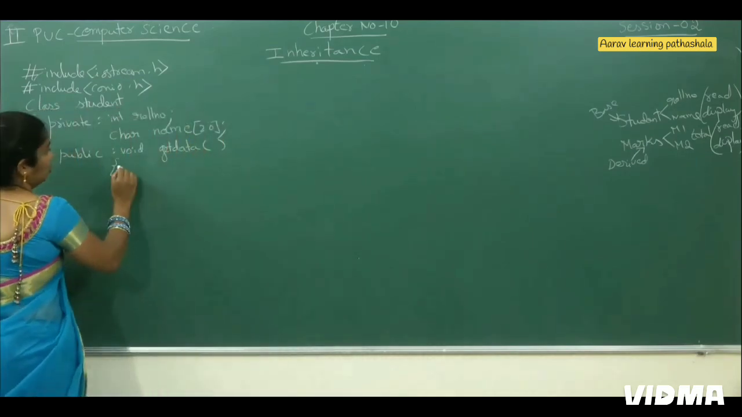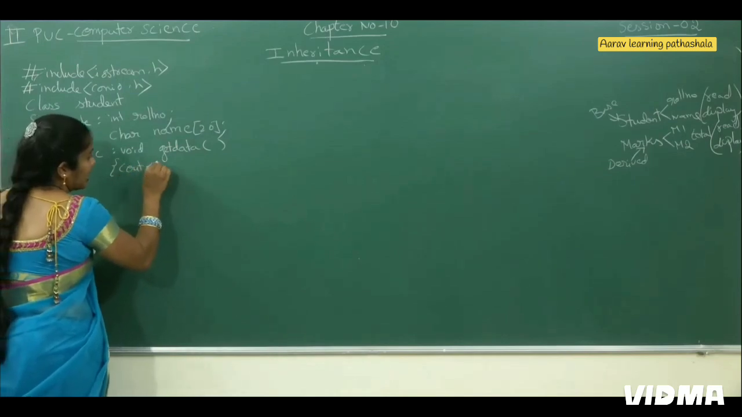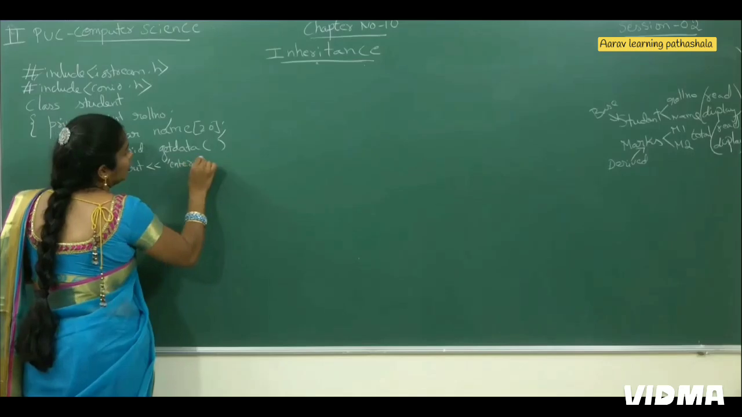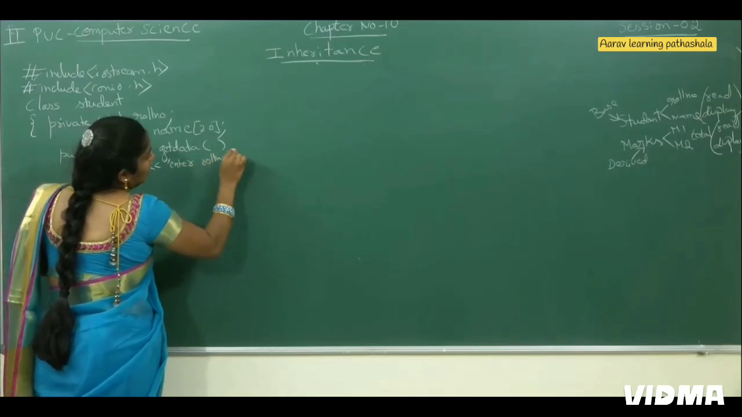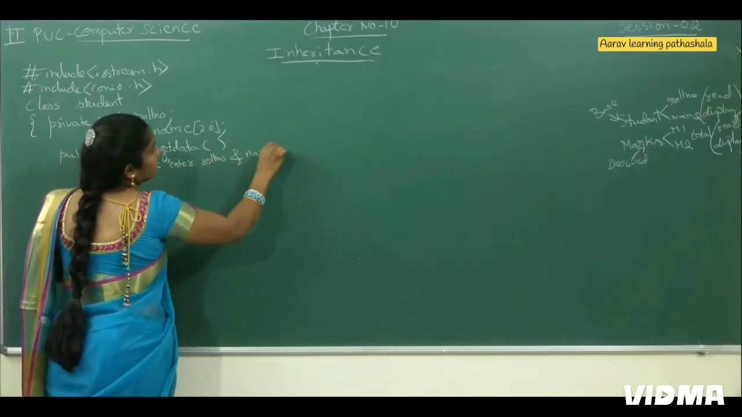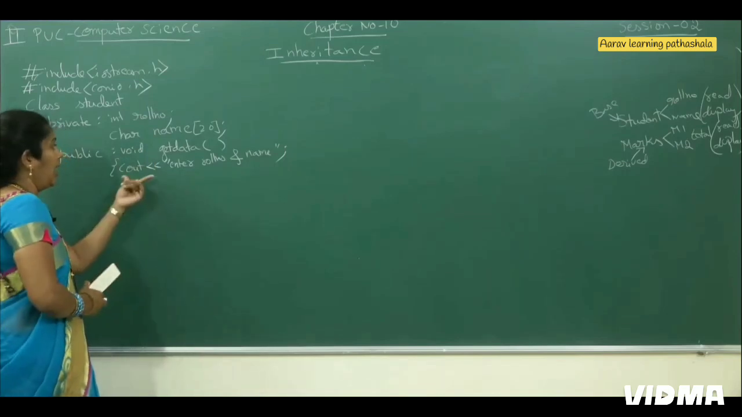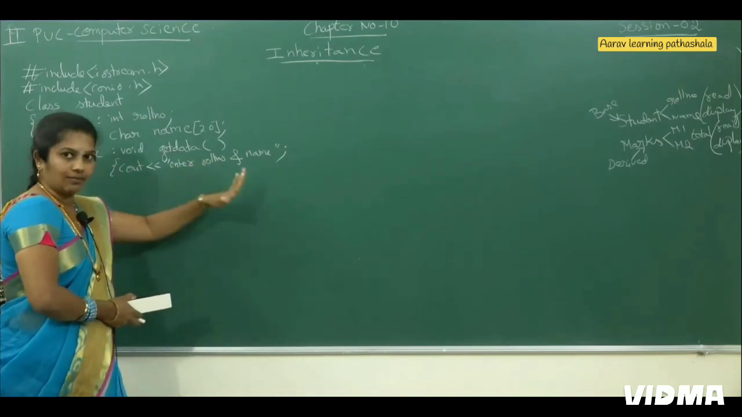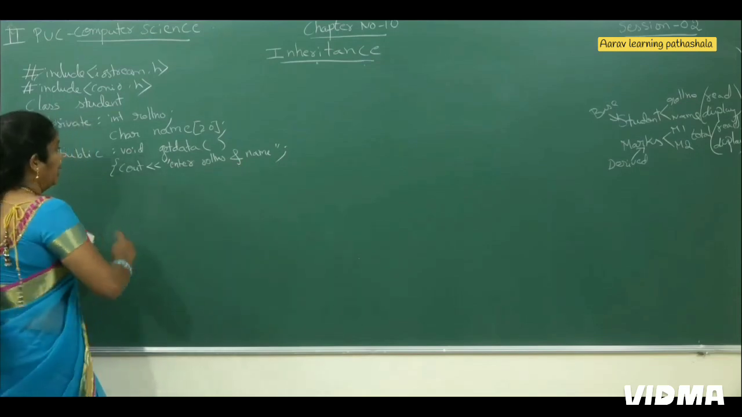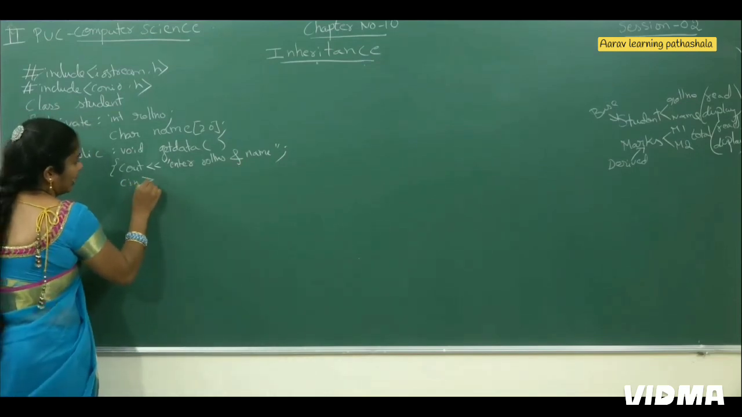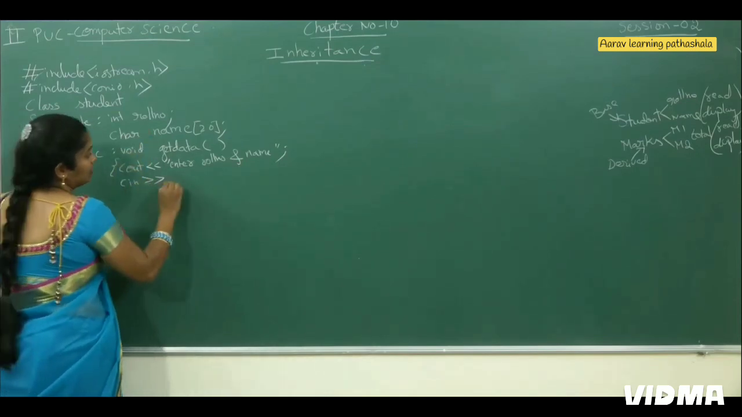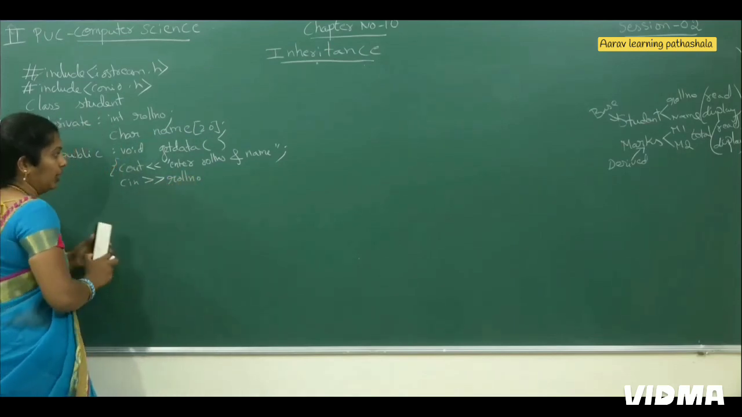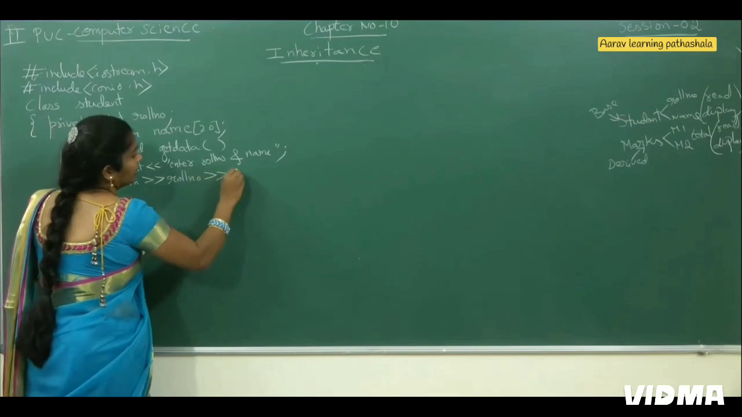I want to display the value, then cout I have to take. Cout insertion operator inside the double quotes. Enter roll number and name. It is an output statement. That's why cout here I took. Inside the double quotes, whatever thing I am to write, as it is, it will display. Then cin extraction operator, first I am to take a roll number. I am going to input roll number, extraction operator, name.